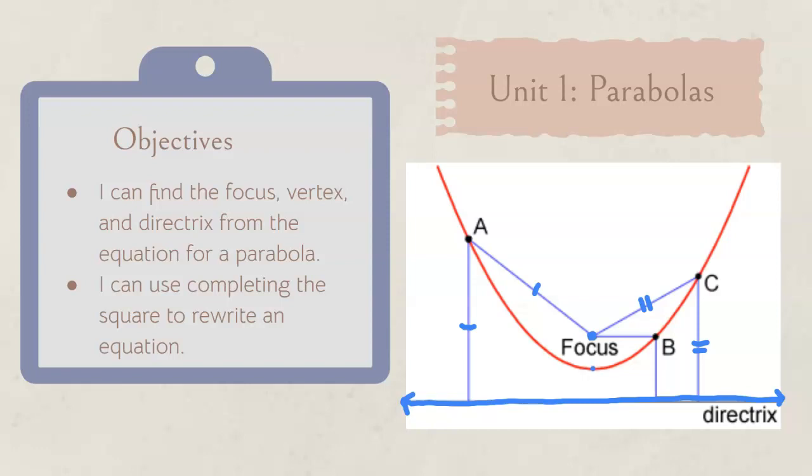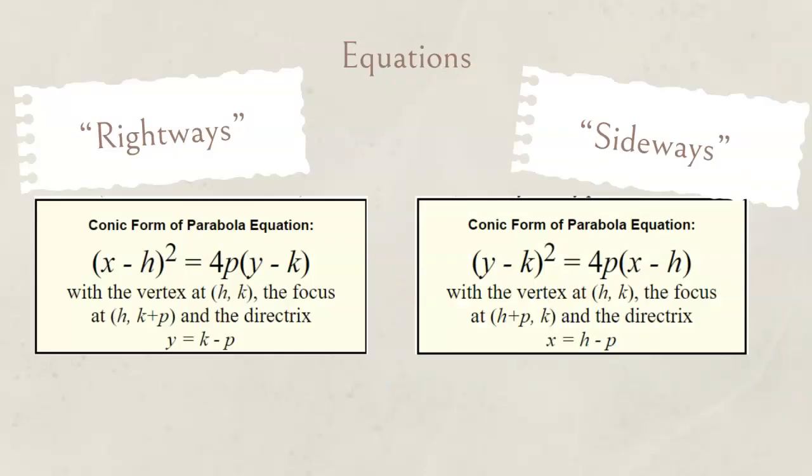What we're going to be interested in today is the vertex of the parabola, the focus of the parabola, and the equation for the directrix. With this new definition of parabola, we can also have sideways parabolas. So for the first time, we're going to have parabolas that face the other way. The right side up parabolas that we're used to are going to have a squared on the x term. And the sideways parabolas are going to have a squared on the y term.